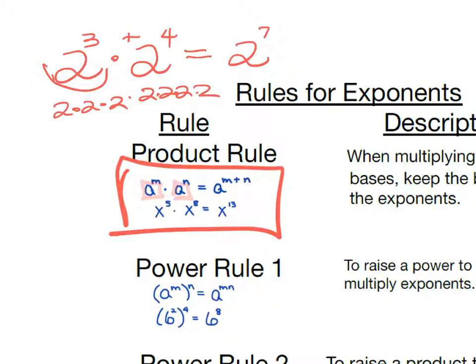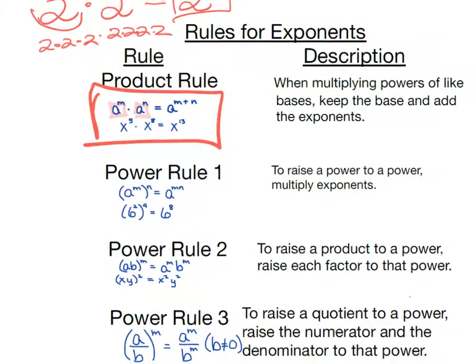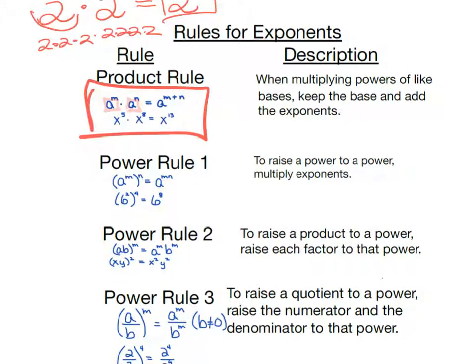Now, make sure you read directions. If it says to leave it in exponential form, this would be your answer. If it says to simplify or evaluate, you would have to figure out what 2 times 2 times 2 times 2 times 2 times 2 times 2 is, 7 times. All right, now the next rule is the power rule, or power to a power.